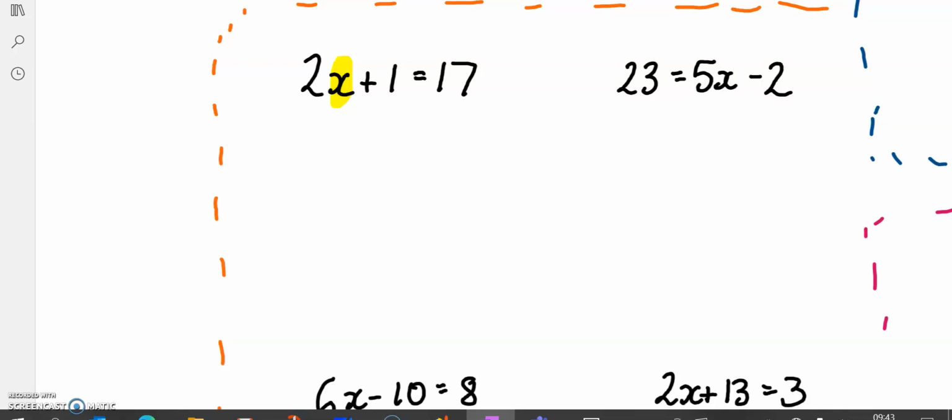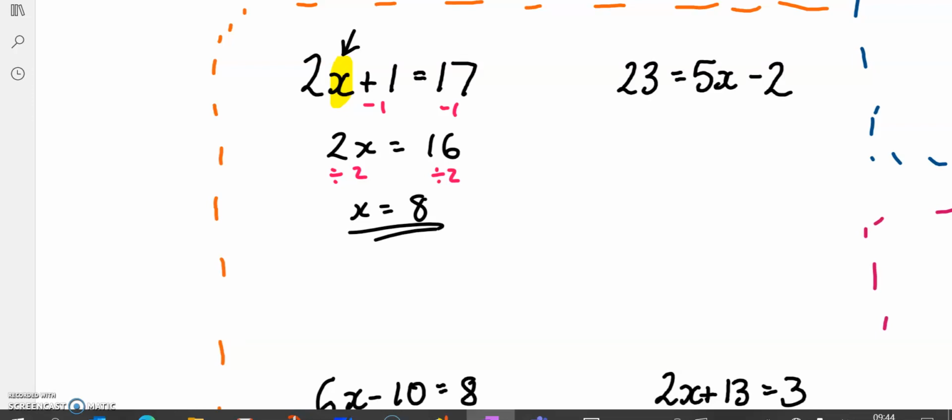What we want to do is undo the addition first. The opposite of adding 1 is subtracting 1. So we're going to have 2x equals 16. 2x means 2 times x. The opposite of times by 2 is dividing by 2. And that's going to lead to x equals 8. Why does that work? Well, 2 times 8 is 16, plus 1 is 17.